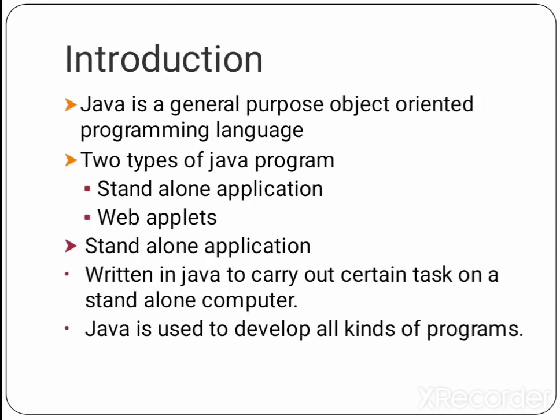Introduction. Java is a general purpose object oriented programming language. We can develop two types of Java program: standalone applications and web applets. Standalone applications are programs written in Java to carry out certain tasks on a standalone local computer. Java can be used to develop programs for all kinds of application.